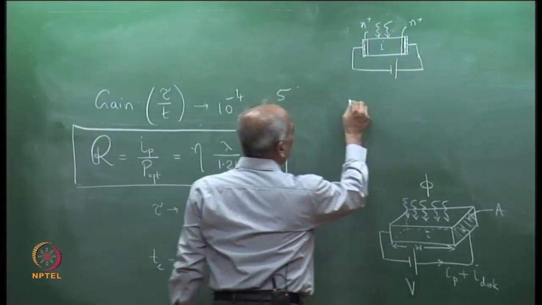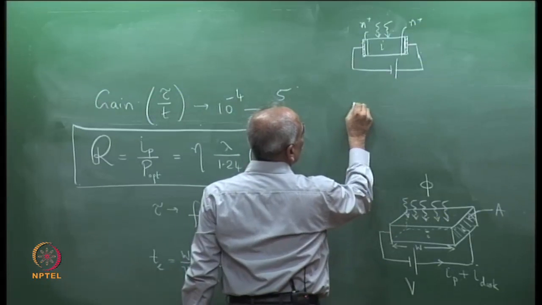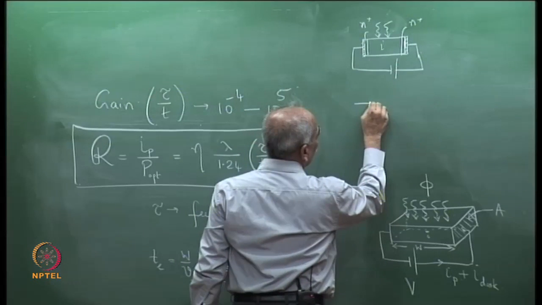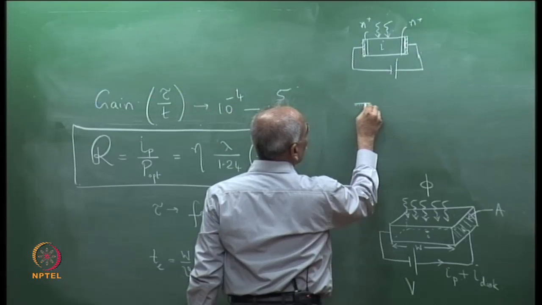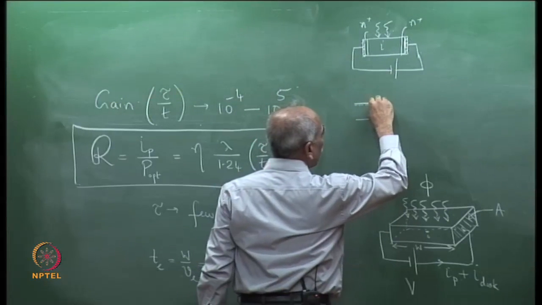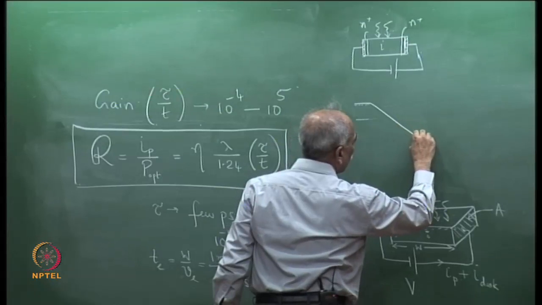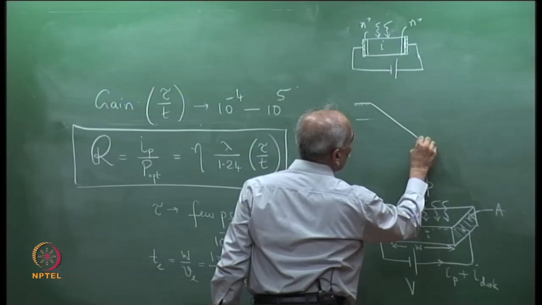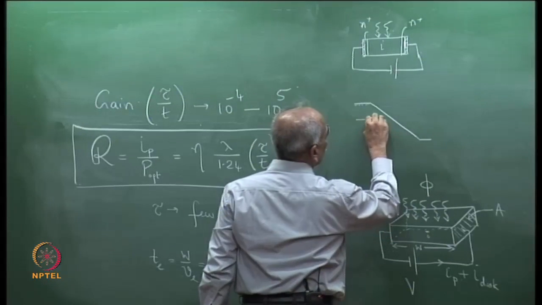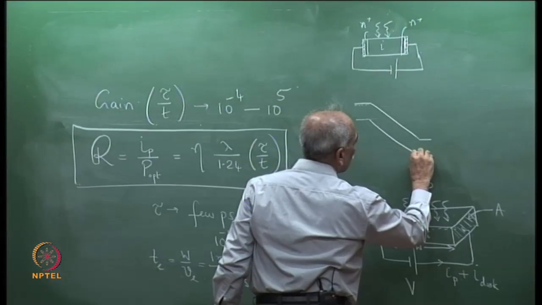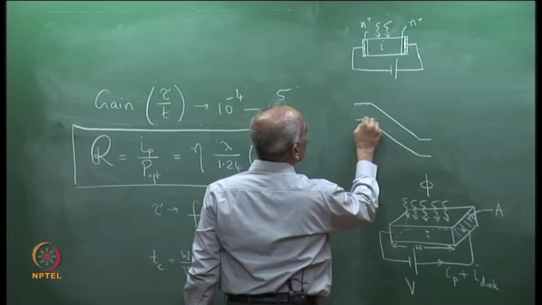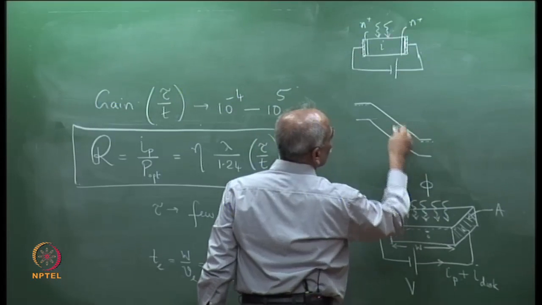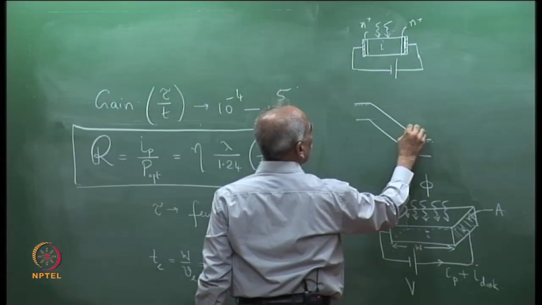So, if you draw the band diagram of this, you have N plus, which means the electron Fermi level is here, and then this is the intrinsic region, and then we have N plus. What I have drawn is the familiar energy band diagram of this. So, this is the I region, intrinsic.